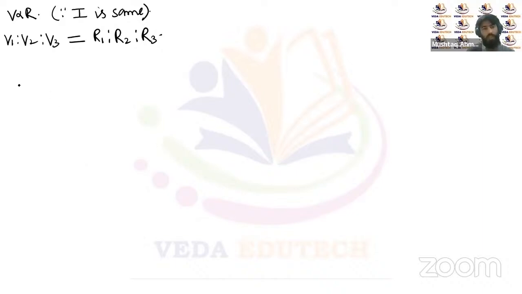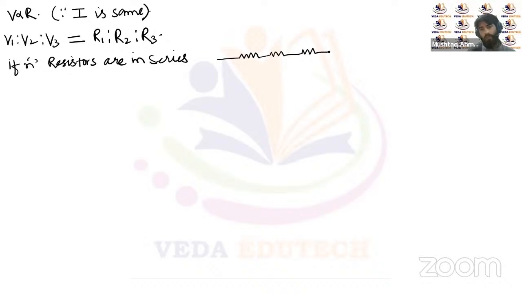Now suppose we have n resistors in series. How can we find their equivalent? Let's suppose we have more than three resistors like this, and so on up to Rn. This is R1, this is R2, this is R3, they are in series, up to Rn. So their R equivalent has to be equal to R1 plus R2 plus R3 up to Rn, right?